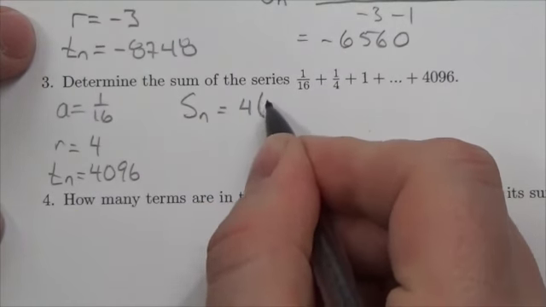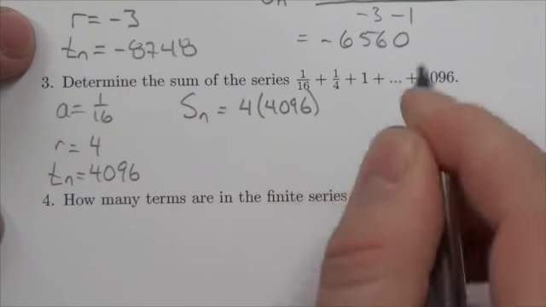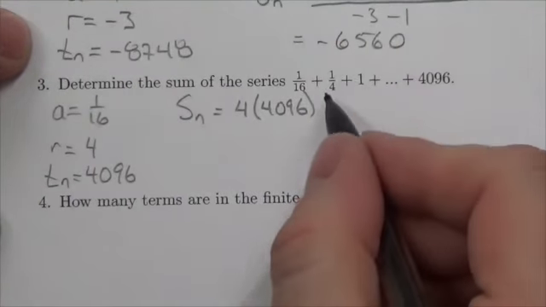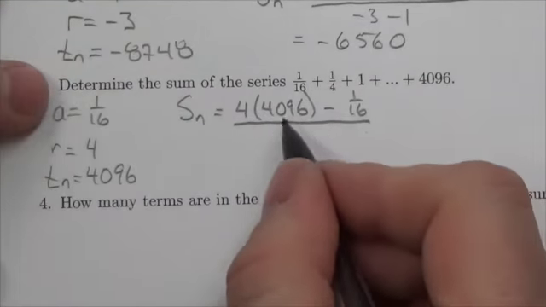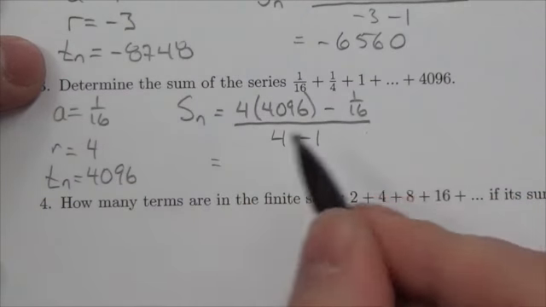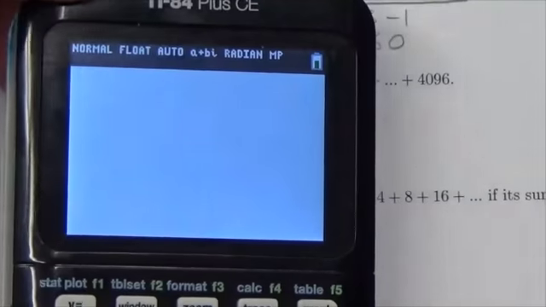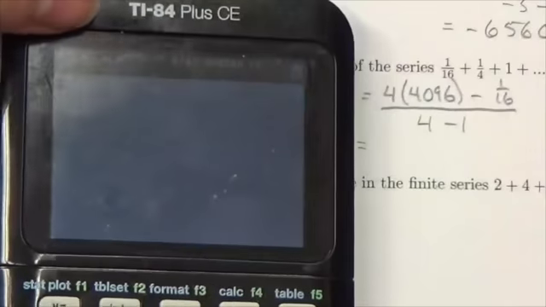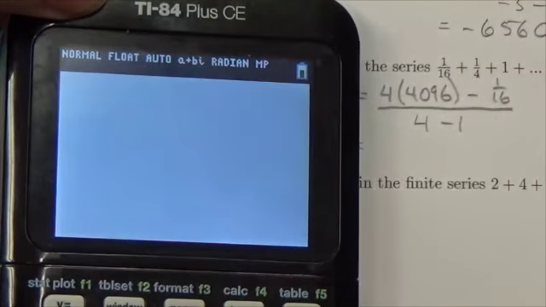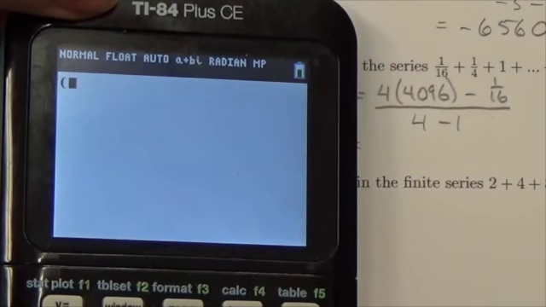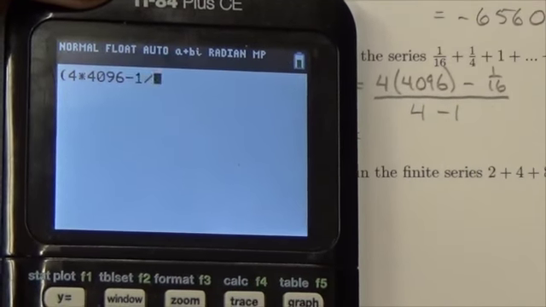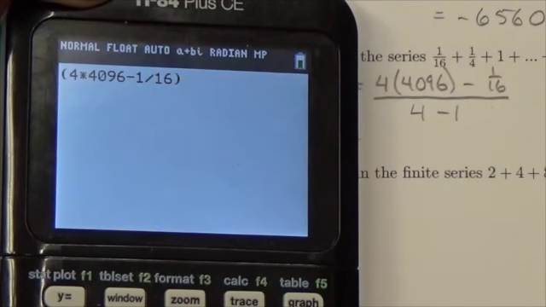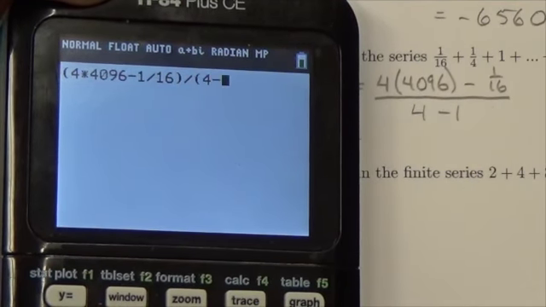So r times 4,096. Oh, sorry. No, that's right. Minus a, which is 1/16, all over 4 minus 1. And then this just becomes, once again, calculator work. So bracket for the numerator. So then 4 times 4,096 minus 1 divided by 16, close bracket for the numerator, divided by open bracket for the denominator, 4 minus 1. Now, I probably could have just written 3 there, but anyway.